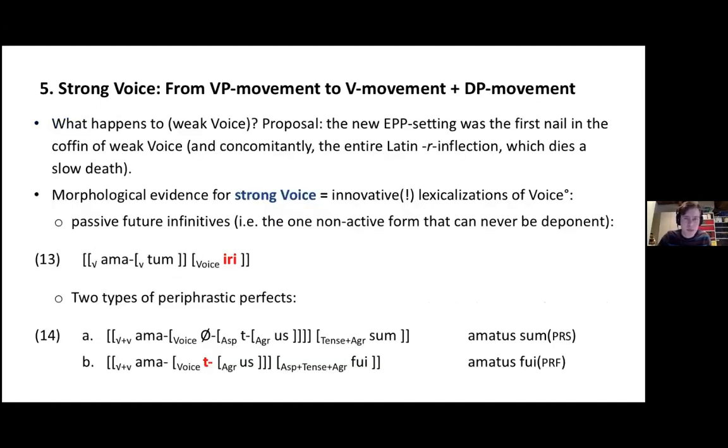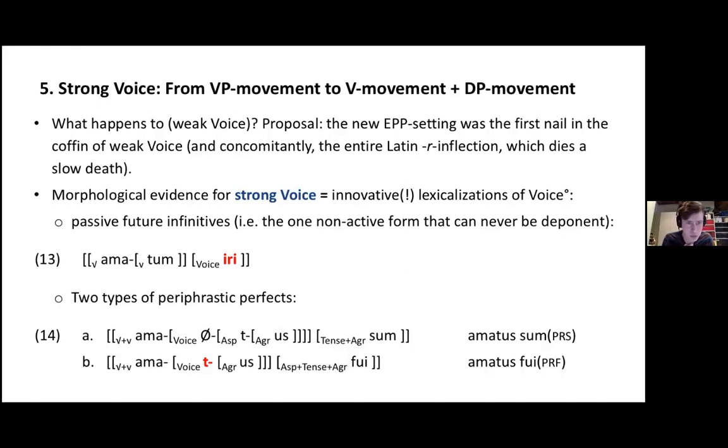Let me just finish by saying a couple of words about the fate of weak voice. This definitely doesn't disappear overnight, but what I do think is that the developments that we talked about in the new EPP system constitute the first nail in the coffin of this phenomenon. And that there is actually in Latin from a fairly early point onwards evidence for unambiguous voice morphology that is not only unambiguous but also sits in the right place. Two such structures come to mind. They're diagrammed in 13 and 14.